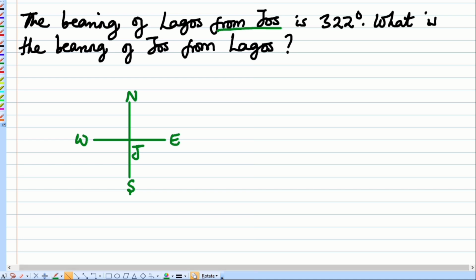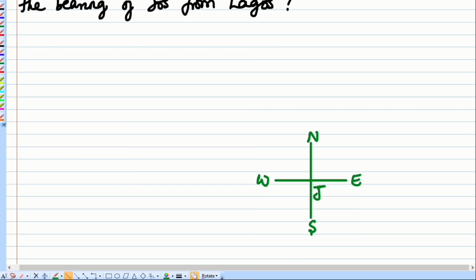Because that's where we have from 270 to 360 degrees. So 322 degrees is in between 270 and 360, so it should be in that direction. All right, so you see that our angle is going to go up, so I might need to shift my cardinal to the right. So let me shift it to the right a little. Okay, now that we've moved it, let's draw the direction from Jos to Lagos.